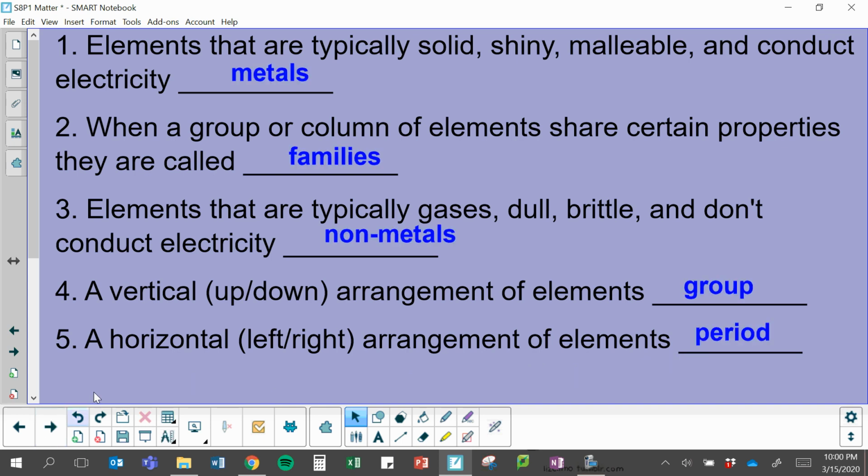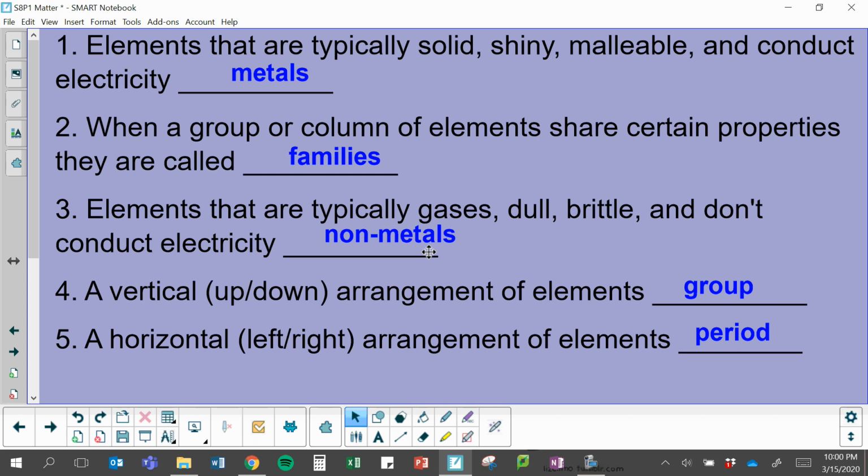Okay, so here are our answers. Elements that are solid, shiny, and malleable. Remember, malleable means we can flatten them into sheets. I think of it being hit with a mallet is where the word malleable comes from. They can also conduct electricity. This is our metals. We also have a group or column of elements when they share properties. They're called families. You can think of just like you probably share certain characteristics with members of your family. Different elements in the same family are going to be similar and have similar properties as well.